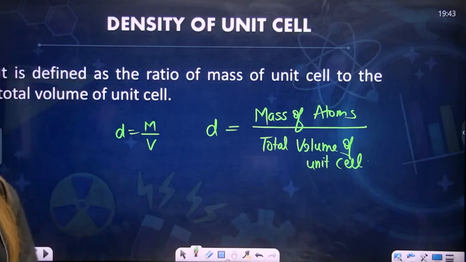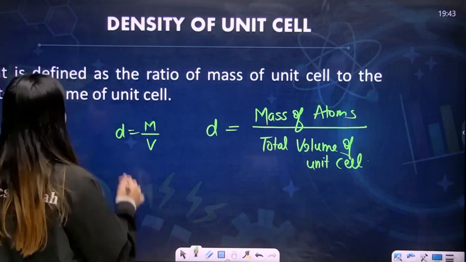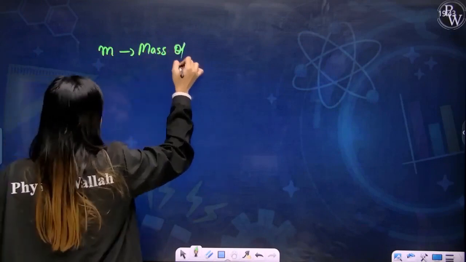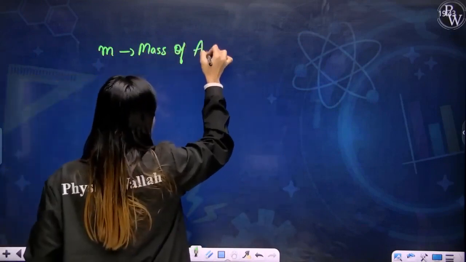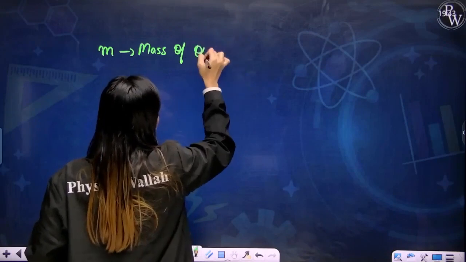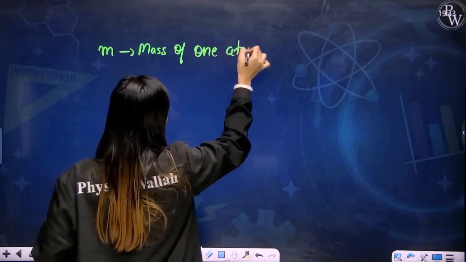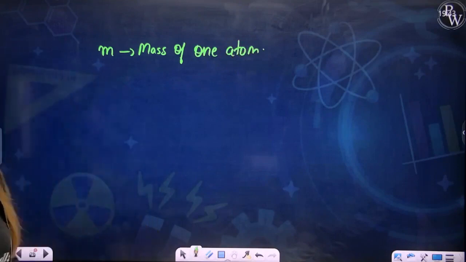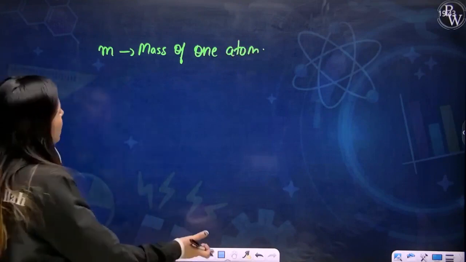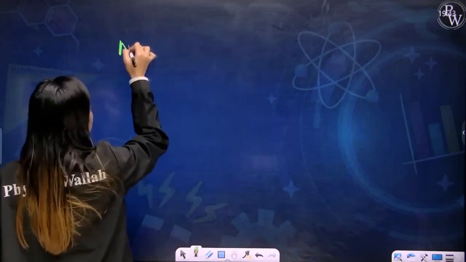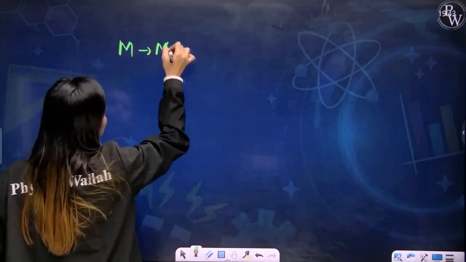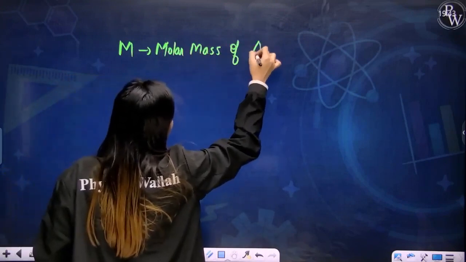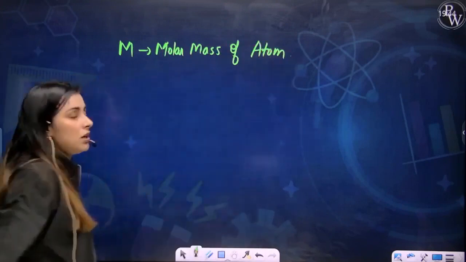Okay, so now, my dear students, let us say that M is the mass of one atom. Or you might say, let's say that capital M is the molar mass of the atom. I hope it's clear. Yes.